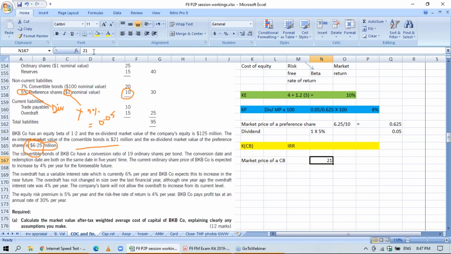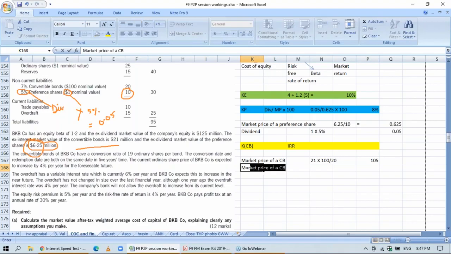So first we calculate the price of one bond. We will multiply 21 by 100 and divide by 20 million in order to know the price of one bond. So it's 21 into 100 divided by 20 gives you the price of one convertible bond, which is 105. The face value of each convertible bond is 100 and the market price is 105.